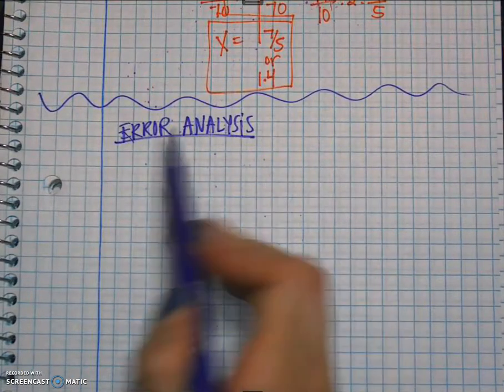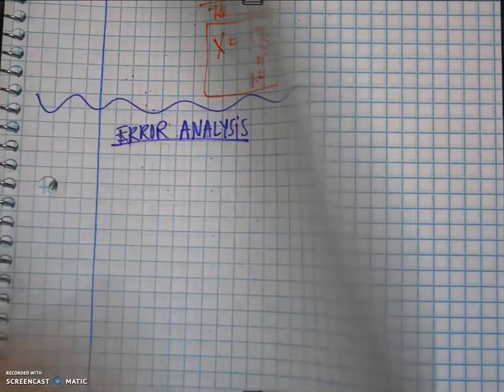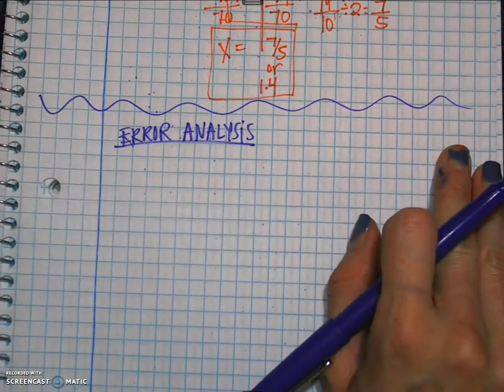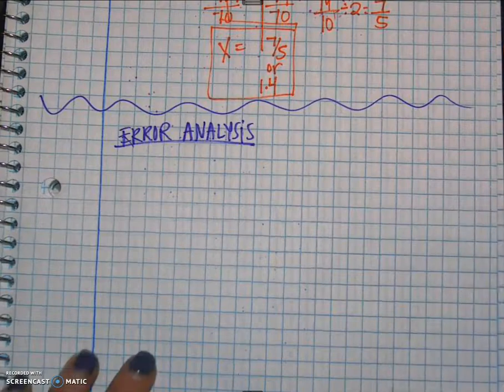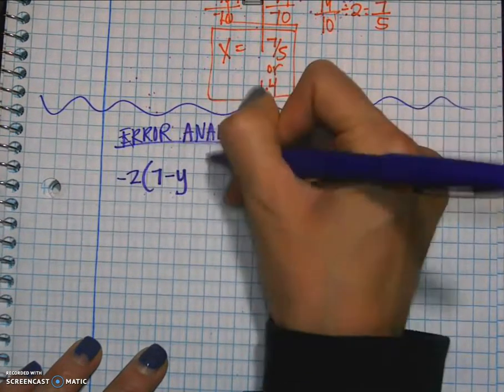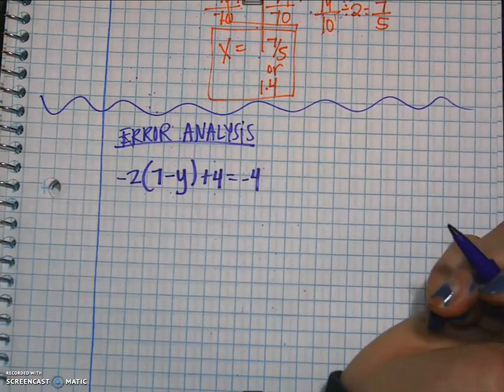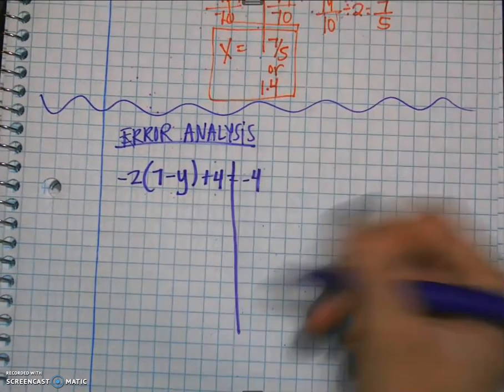Now, one thing I want you guys to practice is error analysis. This is important because it really shows how you are a mathematical thinker. So I'm going to solve a problem. I'm going to do something wrong. I want you guys to watch my steps, and then when I'm done, I want you to pause it, and then I want you to actually correct the step and get the right answer. Okay? Are you ready? So here's my problem. Negative 2 times 7 minus y plus 4 equals negative 4. Okay? So watch my steps, watch my work, see if I'm doing it correctly, see where my mistake is.